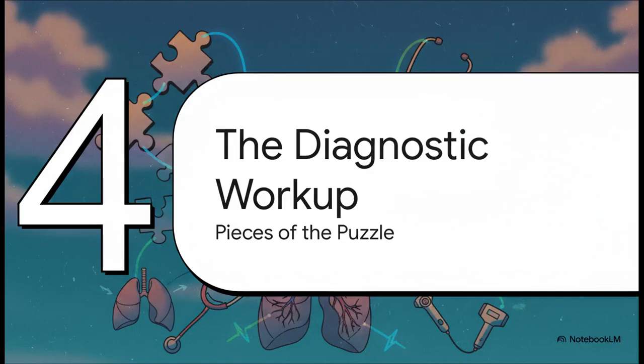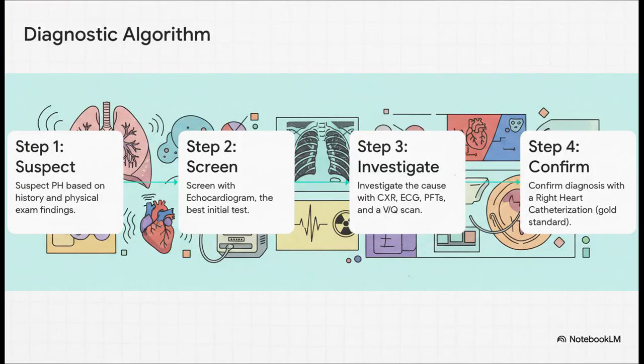Okay, so you're suspicious. The patient's story and your exam are pointing you in this direction. What do you do next? Well, the diagnostic workup follows a really clear and logical path. Here's your 4-step plan, straight up. Step 1, you suspect it. Step 2, you screen for it. And the best initial test is an echocardiogram. It can give you a pretty good estimate of the lung pressures.